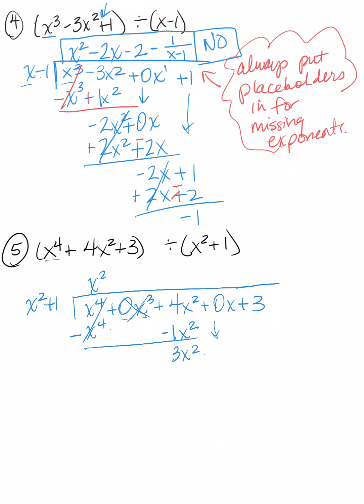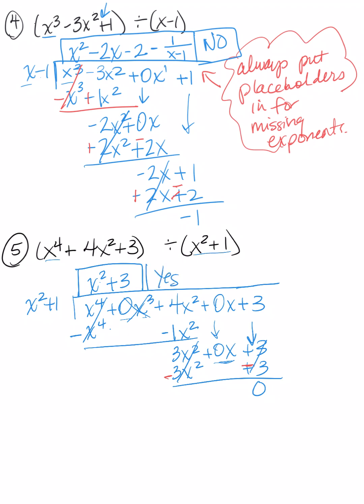I'm going to bring down the 0x and see what happens. Well, what do I need to multiply x squared by to get 3x squared? A 3. If I distribute, I'll have 3x squared. 3 times 1 is 3. Well, again, it's not going to go under here, so I need to bring down the next term. It will go under here. Now I'll go back and change my signs and clean it up. So this has a remainder of 0. So x squared plus 3 is my answer, and yes, x squared plus 1 is a factor of the polynomial.